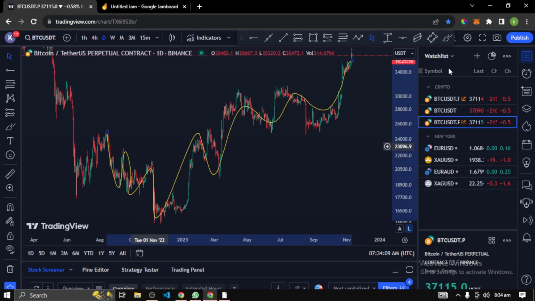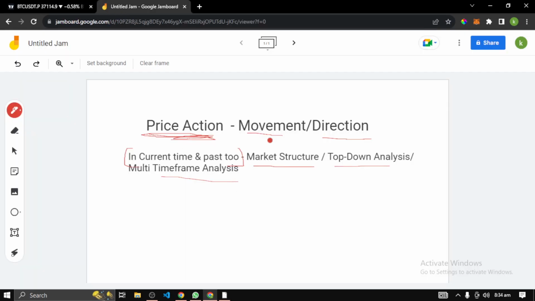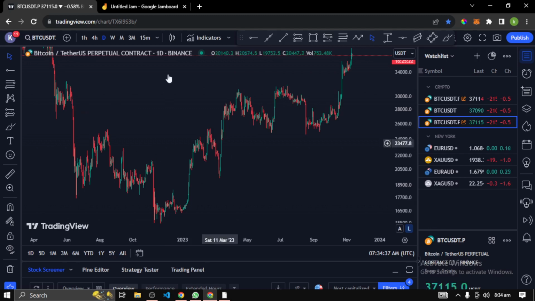Is it doing up zigzag movement? Is it doing down zigzag movement? Is it doing sideways zigzag movement? All of these are called market structure. Being able to know the direction of price by that zigzag movement. So that's market structure. This direction of price actually has a rule, and it has how it's calculated and plotted and decided.